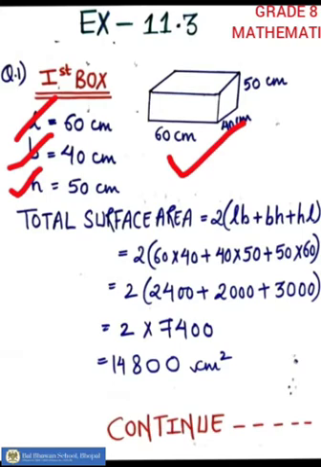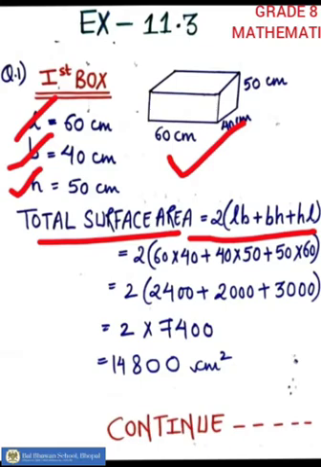I will simply calculate the total surface area of both the boxes, and whichever box has less area will require less material to make it. So the total surface area formula is twice of length into breadth plus breadth into height plus height into length. This is the formula we use to calculate the total surface area of a cuboid. Now what is the total surface area of a cuboid? It is the sum of the areas of all six faces of a cuboid.